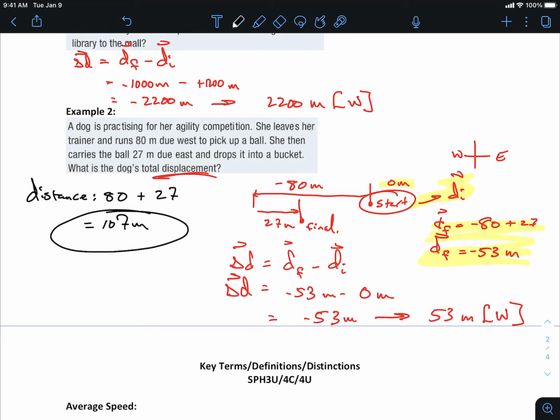Okay? That's the distinction. You'll see I didn't put a direction on here, relative to the vector displacement. That's the distinction between distance and displacement. You'll see the same distinction between speed and velocity. Okay, we're going to do that now.